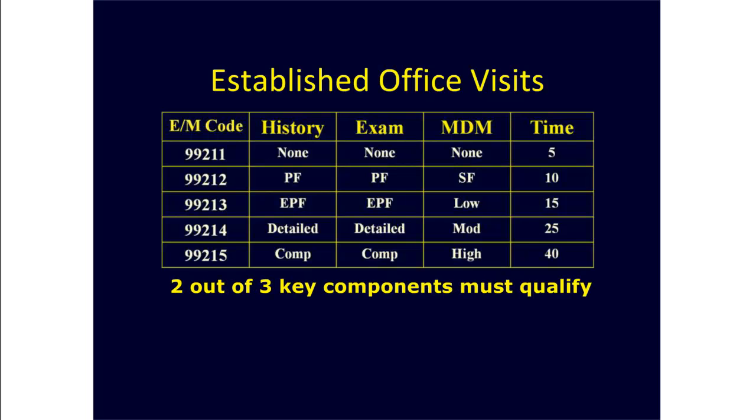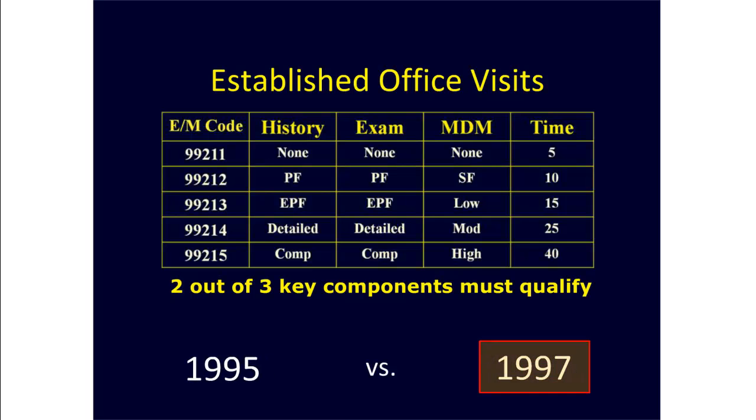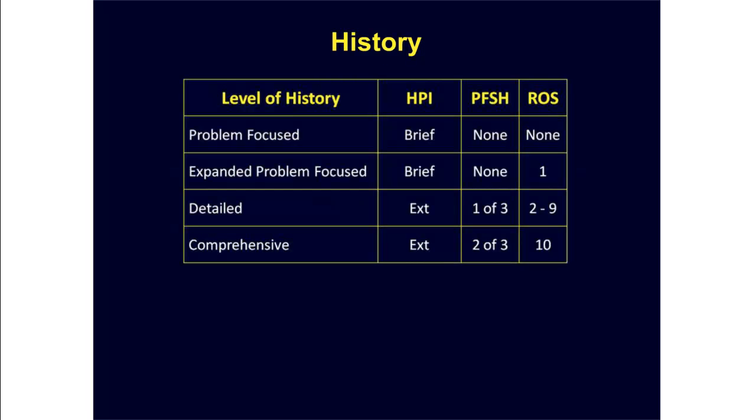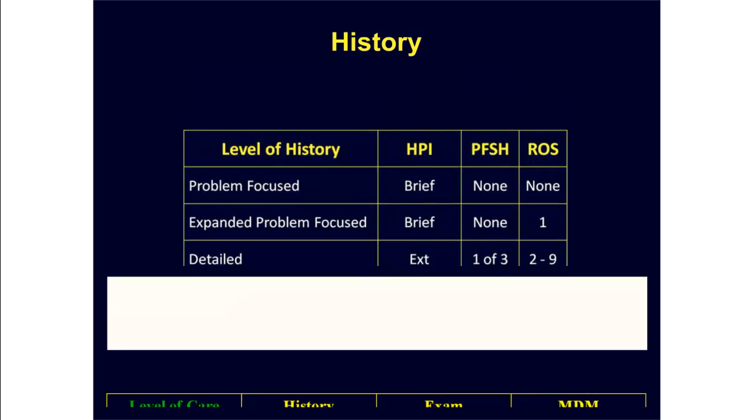For these encounters, only 2 out of 3 key components are needed. You can use either the 95 or the 97 guidelines. In this case, the 97 rules work out best for the doctor. Starting with the history, this is the table we use to figure out what level of history has been recorded.